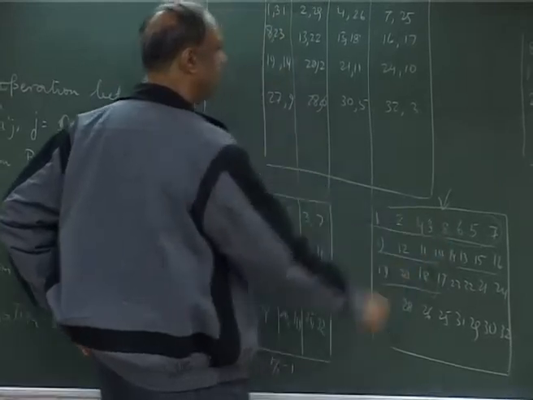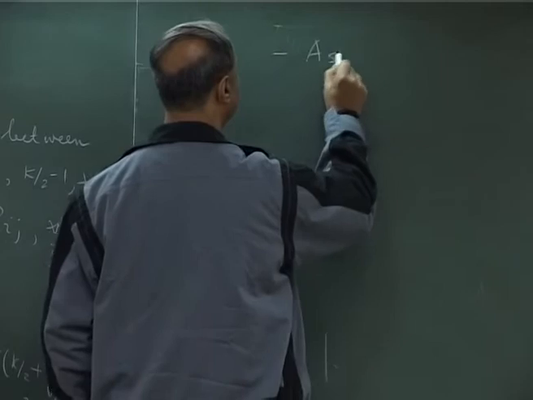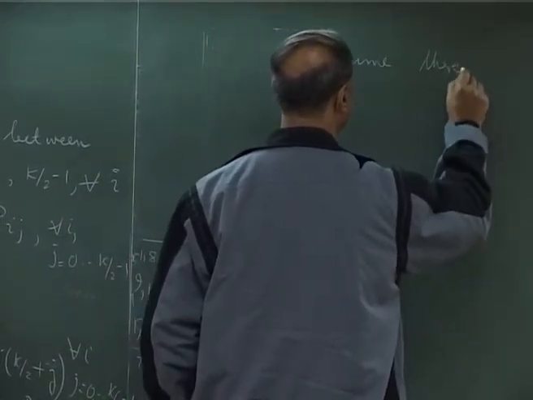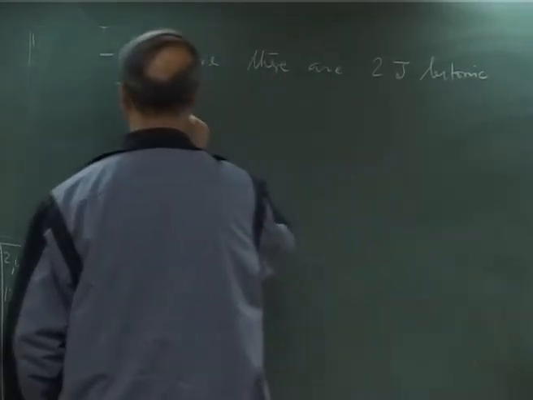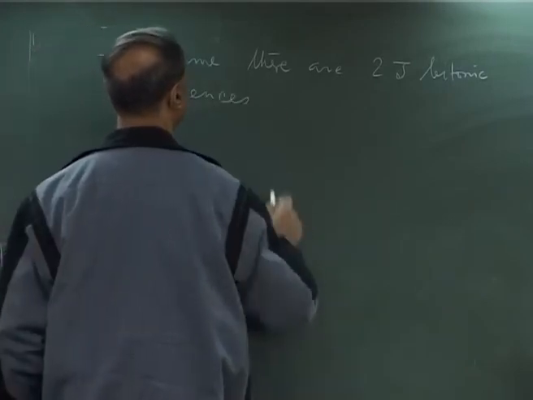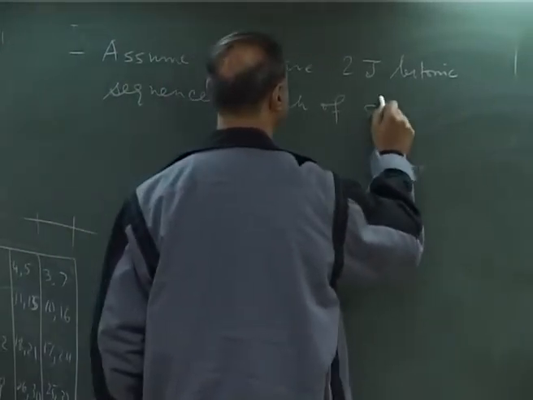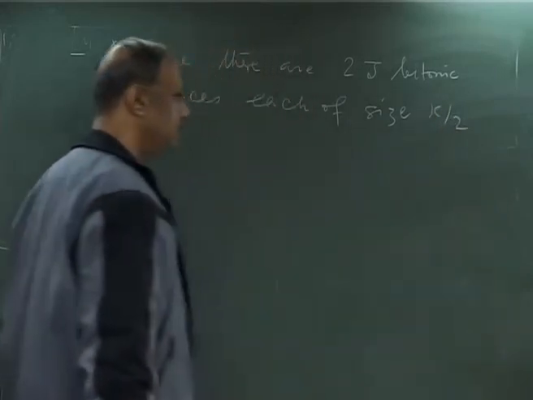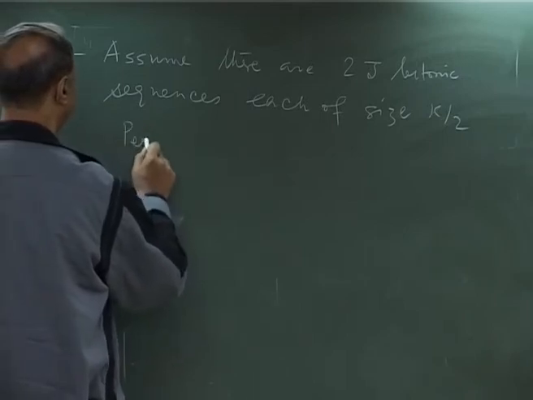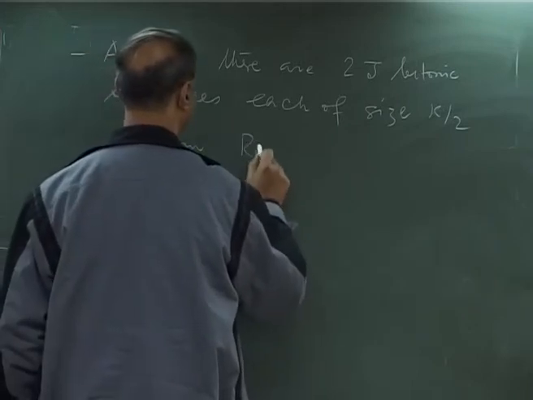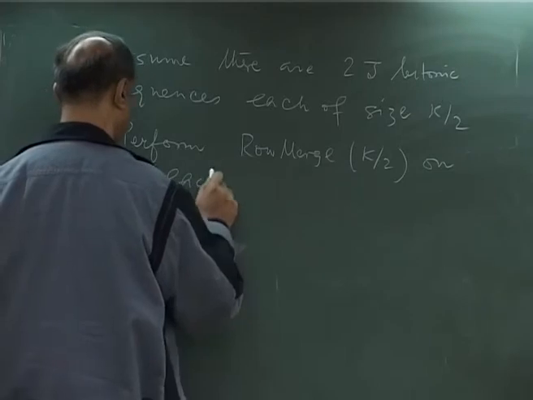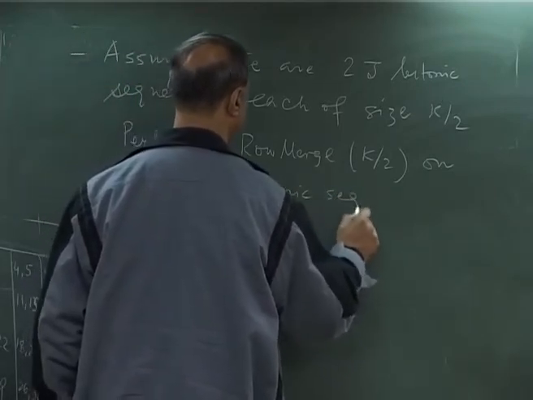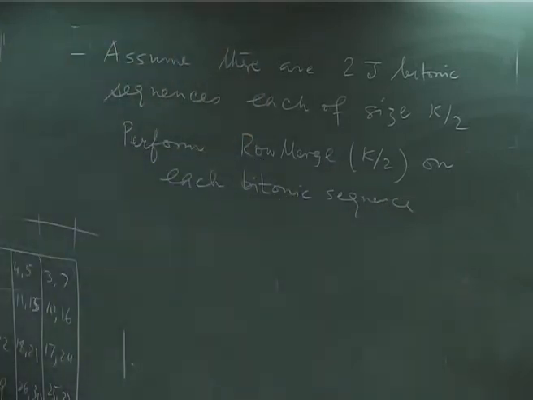So I have done up to this. Now I have to do the row merge. Here you write, assume there are 2^j bitonic sequences each of size k by 2. I must perform row merge k by 2 on each bitonic sequence. So these are the steps involved in horizontal merge.